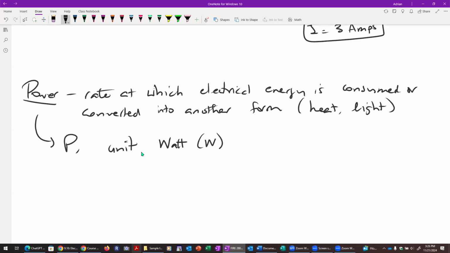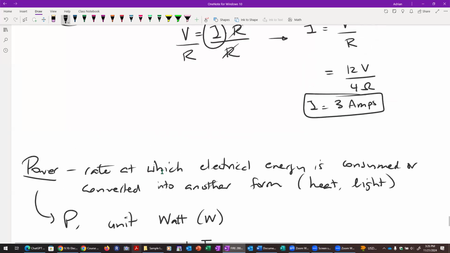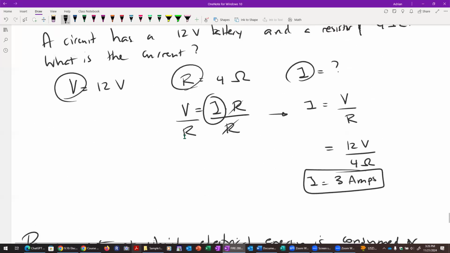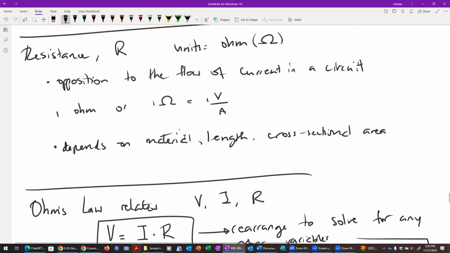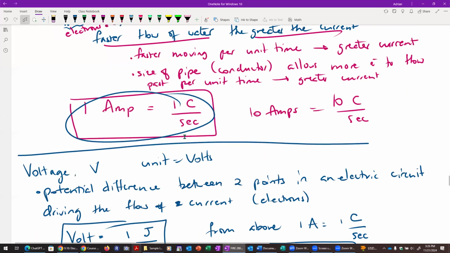abbreviated uppercase W. So power then is the units here, 1 watt is actually equal to 1 joule per second. Okay, and we can actually use that to derive the other relationships or the other variables that power is related to. So if you recall, back above, we had current in amps being equal to 1 coulomb per second.